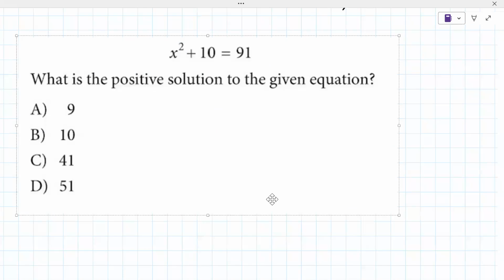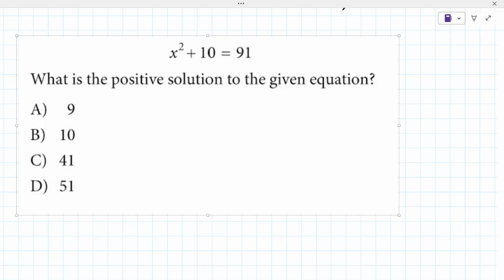All right, so here's a practice SAT, ACT question. I'm just gonna throw it up. You can solve it however you want. You can try the answers, you can guess. I mean, that's not the best strategy, but see if you can figure this out, please.